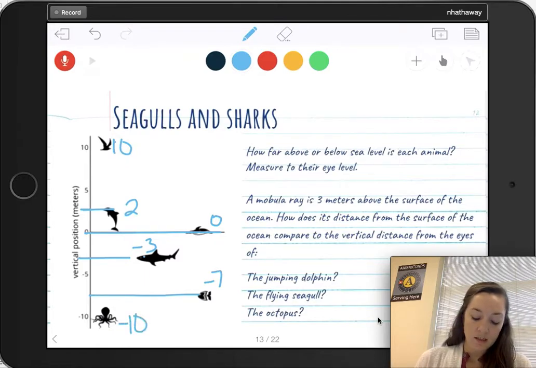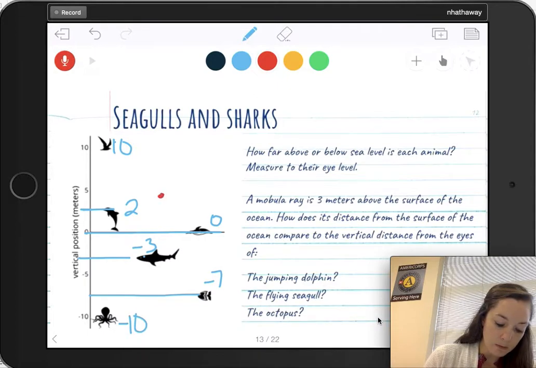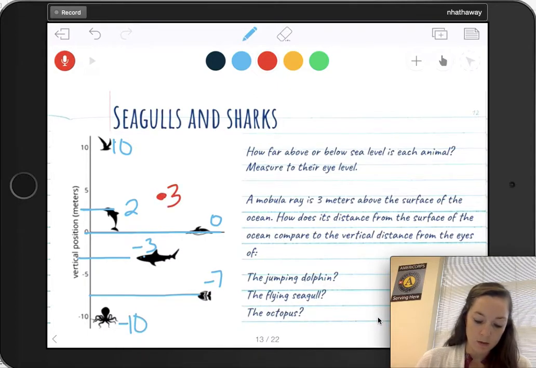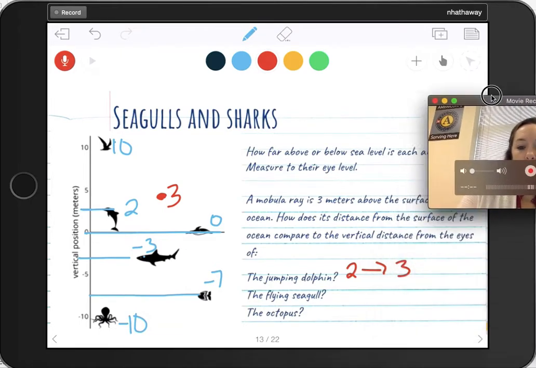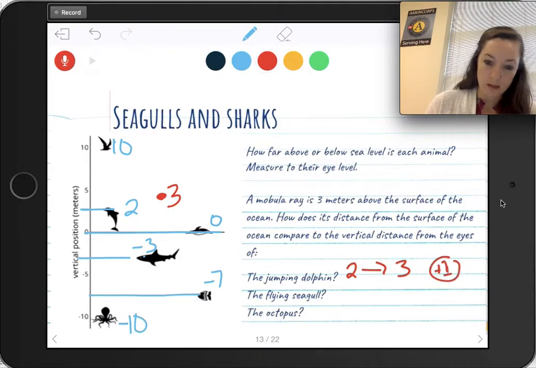So, second thing, Mobula Ray is 3 meters above the surface of the ocean. So I'm going to put a dot maybe about right here, and we're going to make that 3 meters. How does its distance from the surface of the ocean compare to the vertical distance from the eyes of the dolphin? Okay, so if the dolphin is at 2 and the ray is at 3, what's the difference there? Well, it is 1, right? Okay, so it is +1. It's 1 more than the 2.